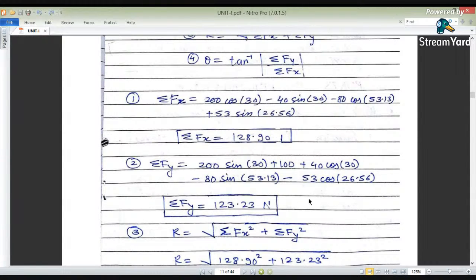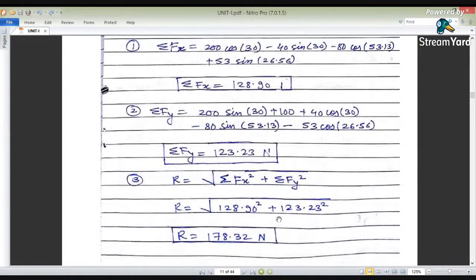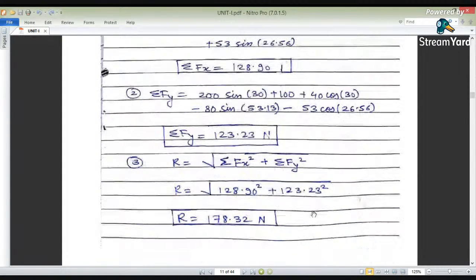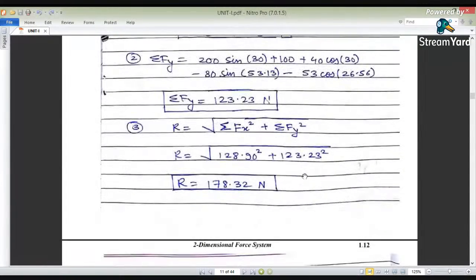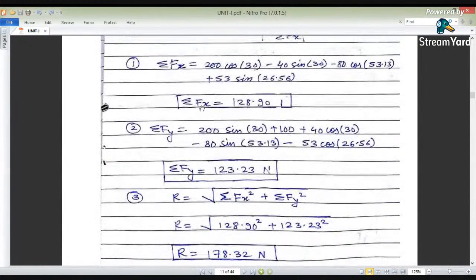Again, how to find the resultant? The simple formula is square root of summation of Fx square plus summation of Fy square. Therefore, the resultant is equal to square root of 128.90 square plus 123.23 square. It comes to be 178.32 newtons. So in this way we have calculated the resultant, and depending upon its direction, Fx and Fy are both positive. Therefore, this lies in the first quadrant, because Fx is positive and Fy is also positive.